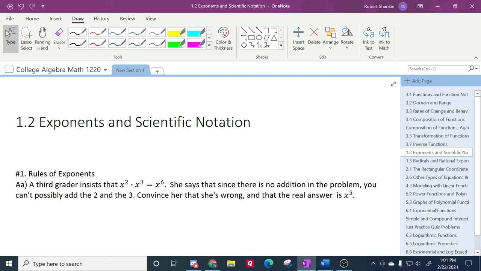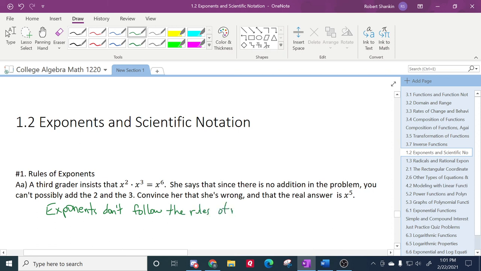Okay, group 1. What do you got? This is Amari. So the only answer we had was exponents do not follow the same rules of math. Exponents have their own set of rules. Okay, exponents. You said they don't follow the rules of math. Yes. Yeah, they do. They follow the rules of math. Explain. Me? Yeah.